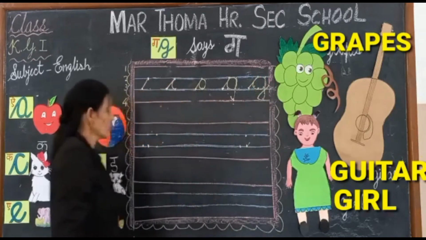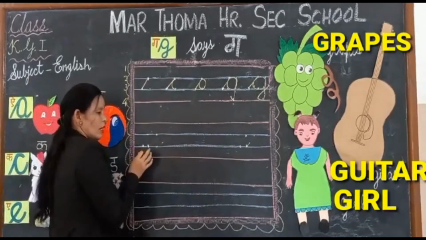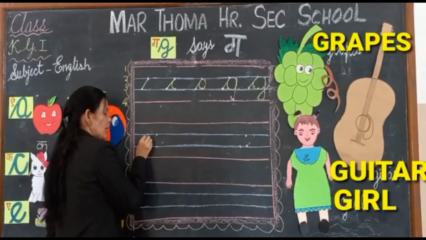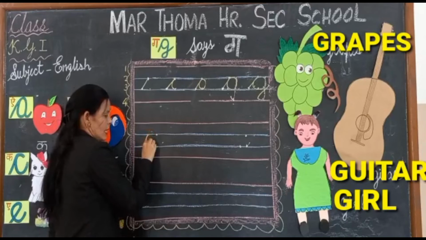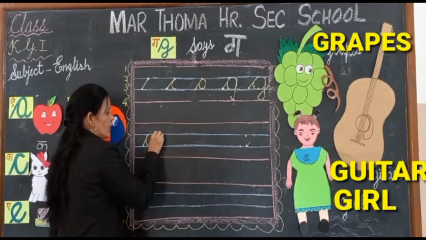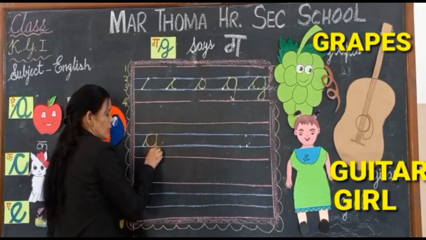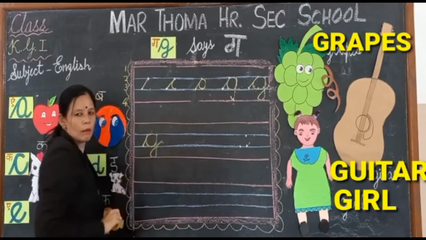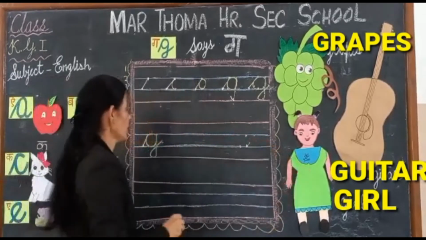Okay, now let's start small cursive letter G. Make a semicircle, make a slanting line, make a semicircle just like a C and make a circle, come back, make a standing line, turn and go up. This is letter G, G for girl, okay?